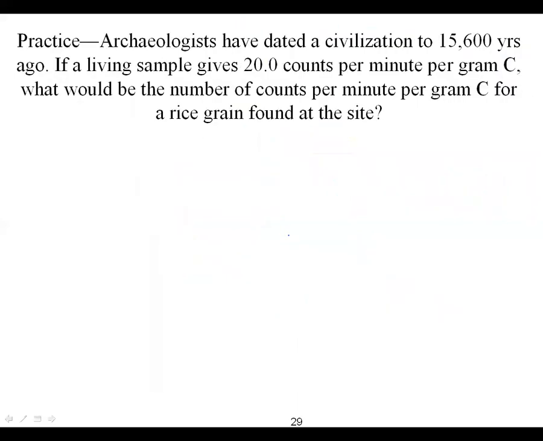So why don't you try another one here? They found a civilization that was 15,600 years old. If a living sample gives 20 counts per minute per gram of carbon, what would be the number of counts per minute per gram of carbon in a piece of rice that was found on the site? Take a minute or so, see what you come up with.